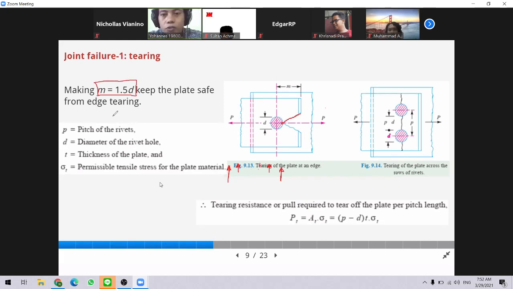So make sure to have enough space to put your rivet in the joint. And next, what we have to calculate is the tearing.